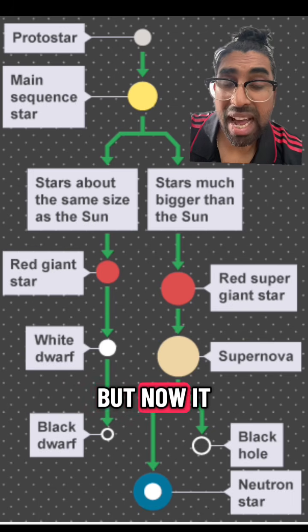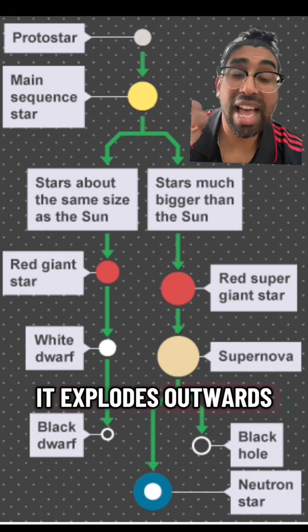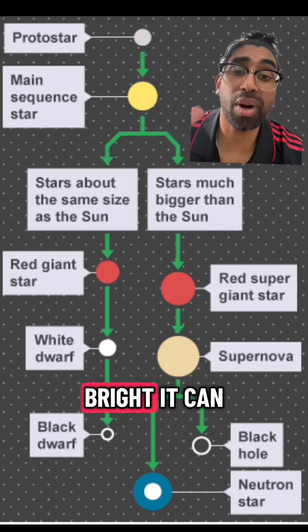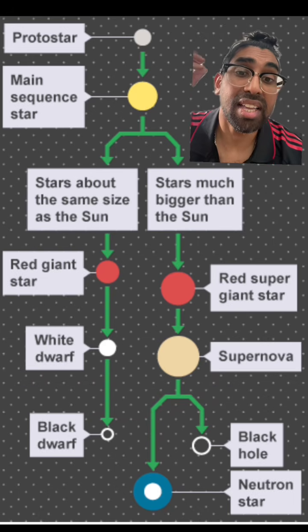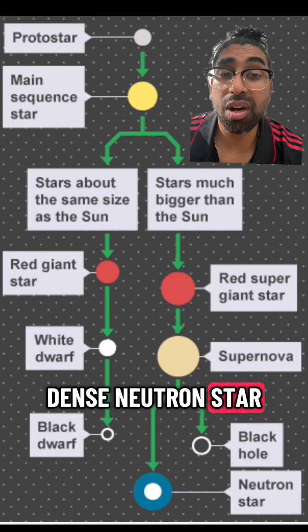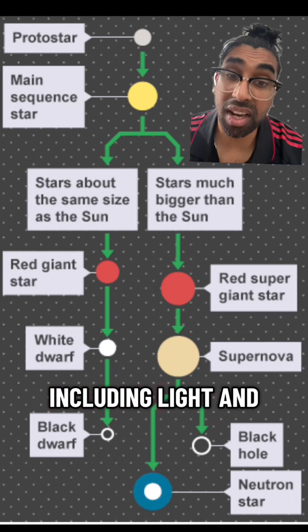iron. But now it can't shed off the outer layer, so what happens is it explodes outwards in a violent explosion called a supernova, which is so bright it can outshine an entire galaxy. And from here, it can take one or two routes. It can either become a very dense neutron star, or it can become a black hole in which nothing can escape from it, including light.